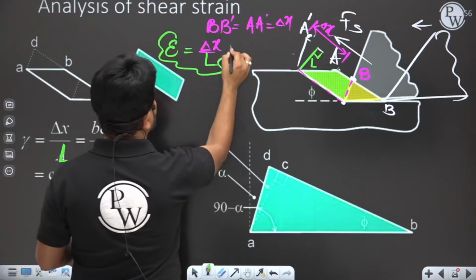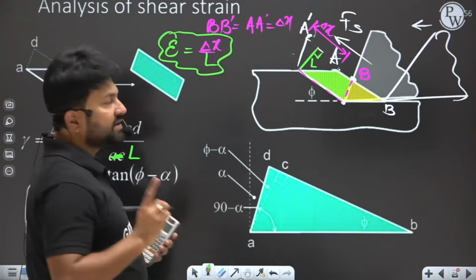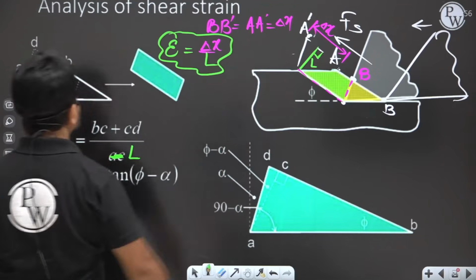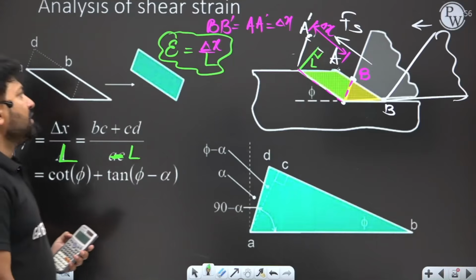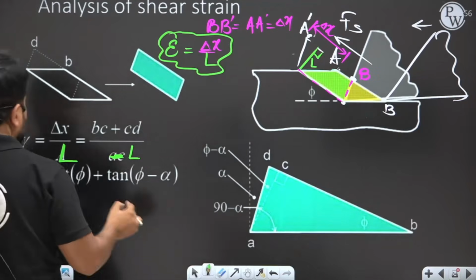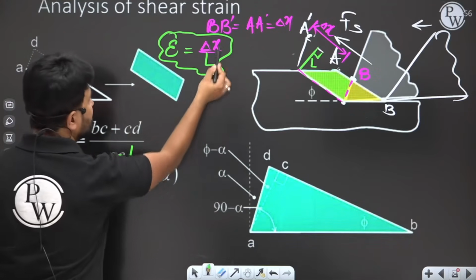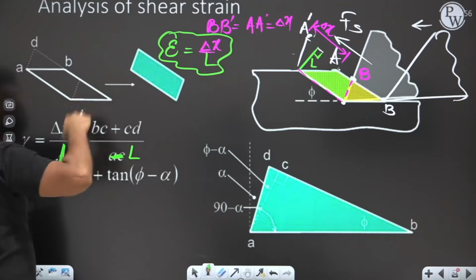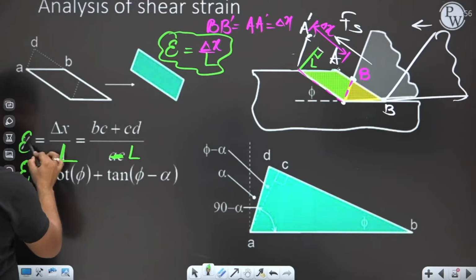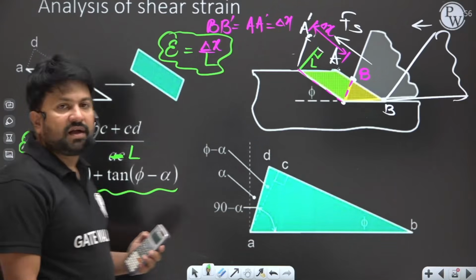When you solve this equation in terms of alpha and phi, the derivation is not important to you, but I am giving you a little bit of flavor of the shear strain. When you come to my regular classroom, I will give the detailed derivation. So delta X by L, when you resolve this, you will get the cutting shear strain equal to cot phi plus tan of (phi minus alpha).